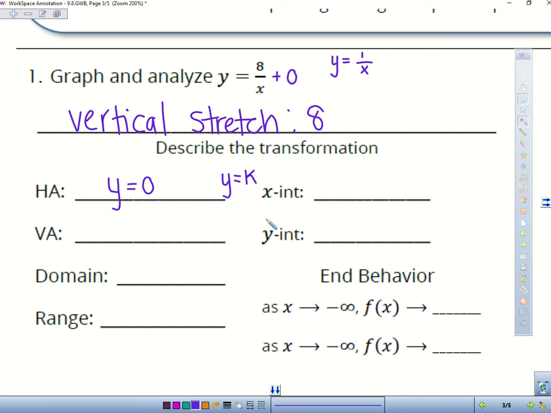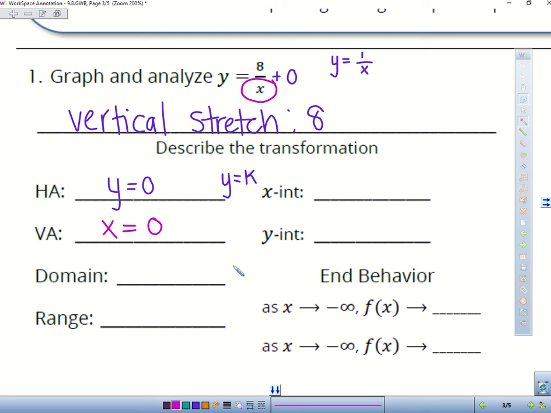And then to find the vertical asymptote, what you do is you set the denominator of your fraction equal to 0. So if I set x equal to 0, it's just x equals 0, right? Sometimes there's going to be something to solve, but this particular one doesn't have anything to solve. So if it were like x minus 3, you would then solve for x. Does that make sense? Okay.